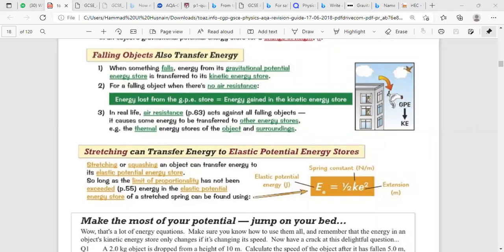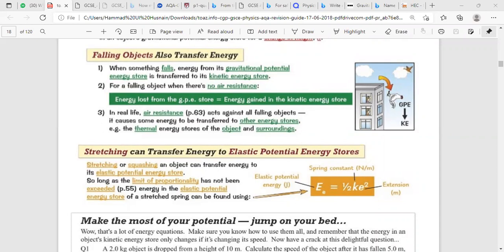Okay, discussing elastic potential energy, I have told you that there are certain materials which can be compressed or stretched by applying a force, and these types of materials are called elastic materials. When we release the force, these materials regain their original shape. So these are elastic materials.